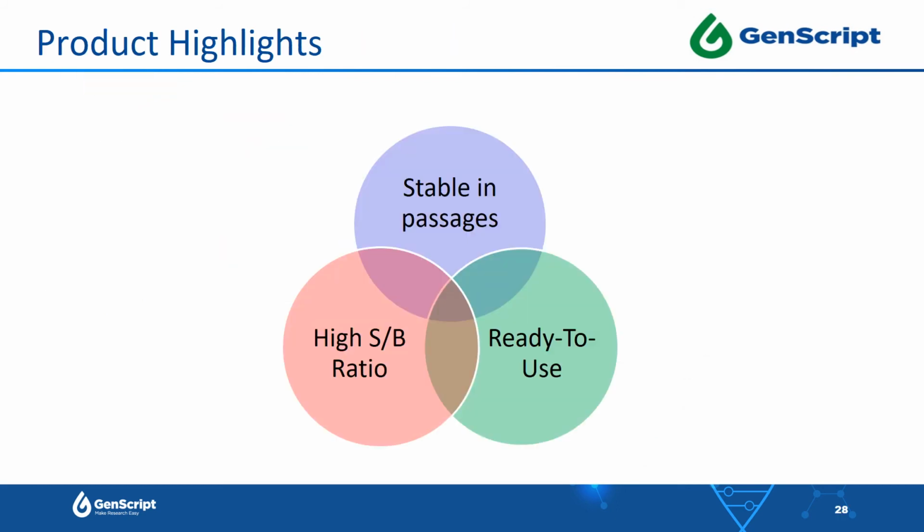The next question is, why do you choose stable cell lines from Genscript for your drug discovery project? Our stable cell line products are great cellular tools for drug discovery and are advanced compared to other products by the three key features here. They're stable in passages, they provide high signal versus background ratio, and also they're ready to use.